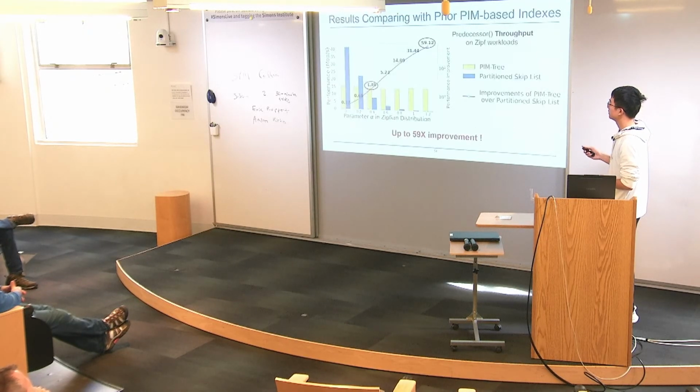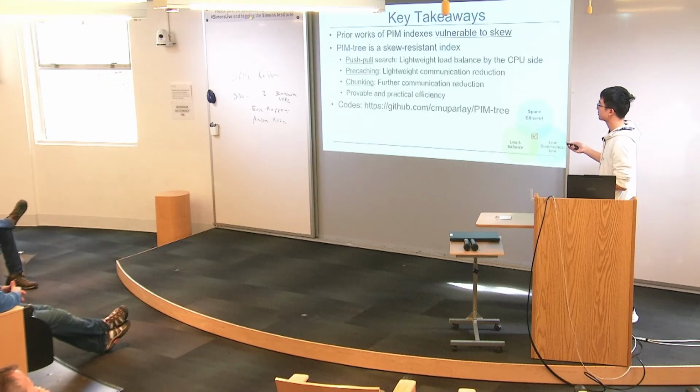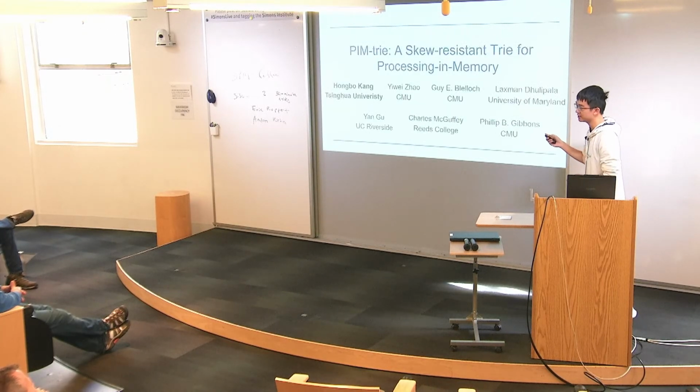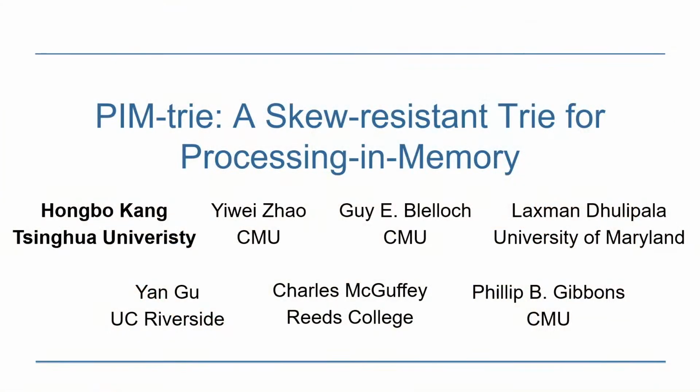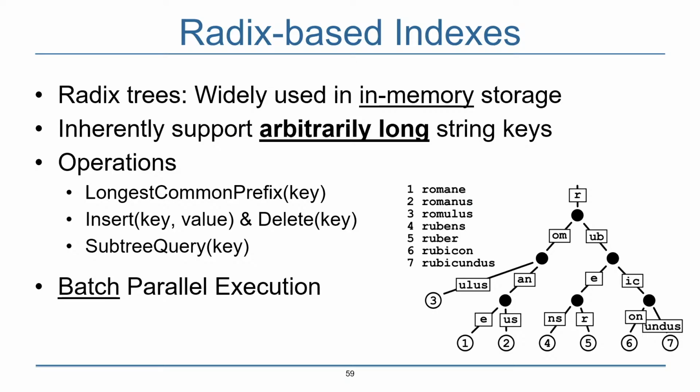I see, okay. I'll try to finish my second part. It's about PIM-tree. Here I want to illustrate how our prior techniques apply to these techniques, so I'll not go into many details. For radix-based indexes, we want them because we want to support arbitrarily long string keys, like in this example. We have different types of operations like longest common prefix, LCP, inserts, deletes, and subtree query. And we still do batch parallel execution in this case.